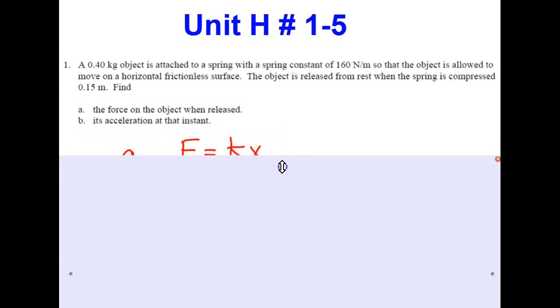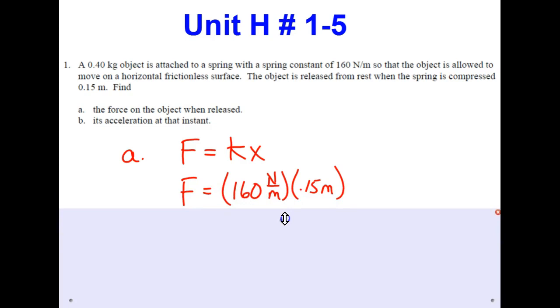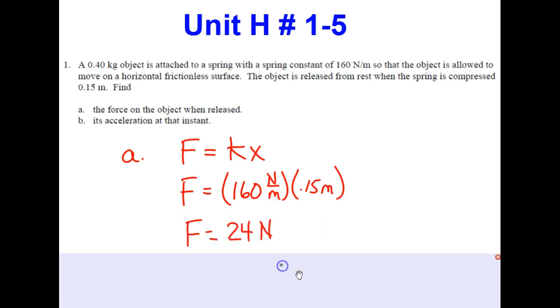To calculate the force, we're simply going to apply F equals kx. Making our substitution, our spring constant was given as 160 newtons per meter, and our compression from equilibrium was 0.15 meters. Doing our calculation, we get 24 newtons.